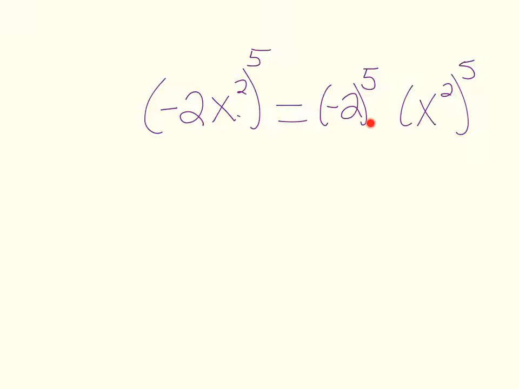So negative 2 to the fifth power, well, a negative to an odd power is going to stay negative. And 2 to the fifth power is 32. And then x squared to the fifth, well, we said when it's a power to another power, we're going to multiply. So 2 times 5 would give us x to the 10th.